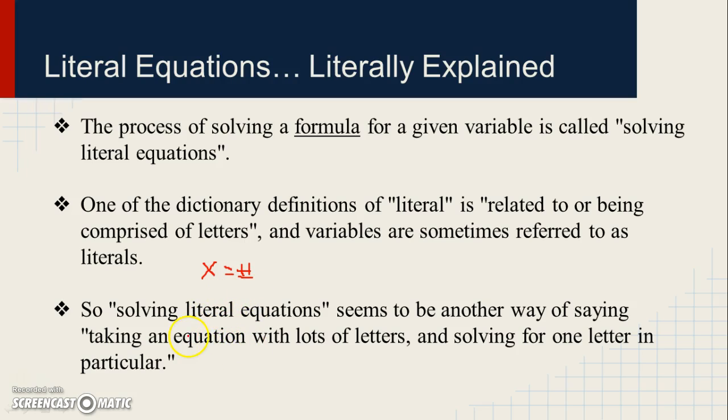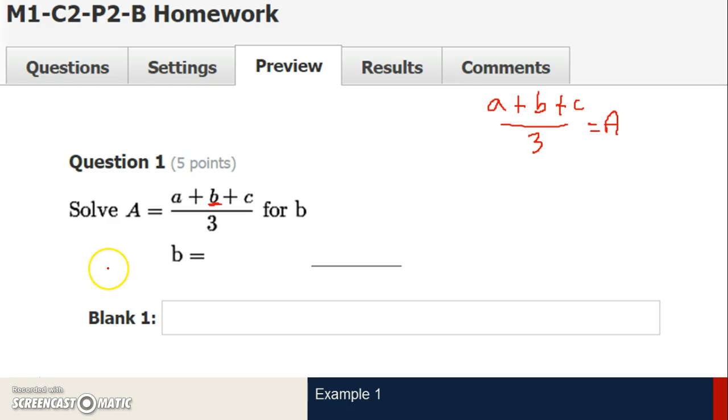A great way of thinking about literal equations is this last bullet point, which is essentially saying that you're going to take an equation with lots of letters and solve for the letter in particular that it's asking you to solve for. So in this first example, we're solving for B, but you can see that there's multiple letters. Don't let the letters confuse you. You're still doing the same exact thing that you do if they were numbers, which is just inverse operations.